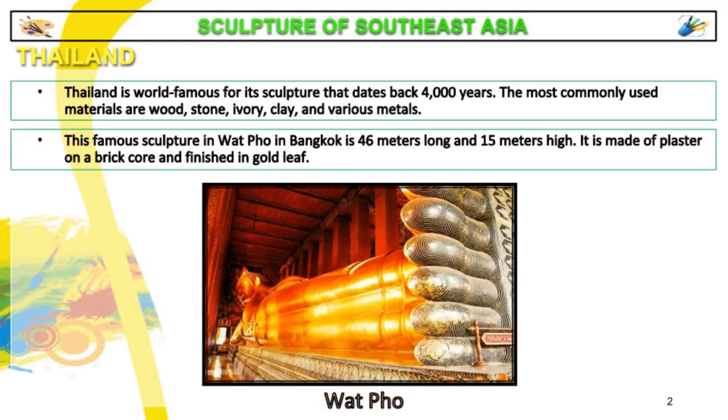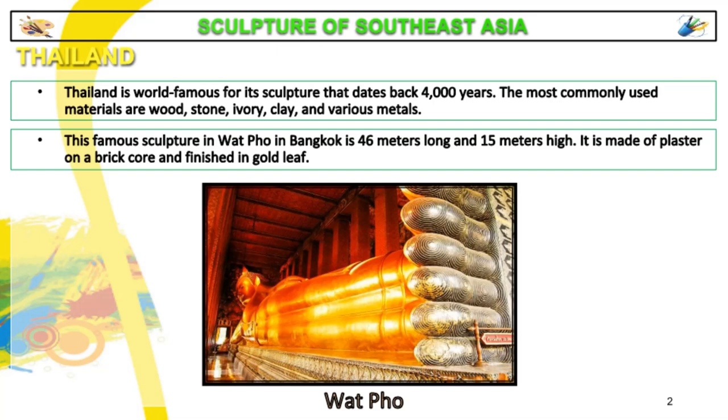In Thailand, they have a lot of Buddha sculptures. Thailand is world famous for its sculpture that dates back 4,000 years. The most commonly used materials are wood, stone, ivory, clay, and various metals.